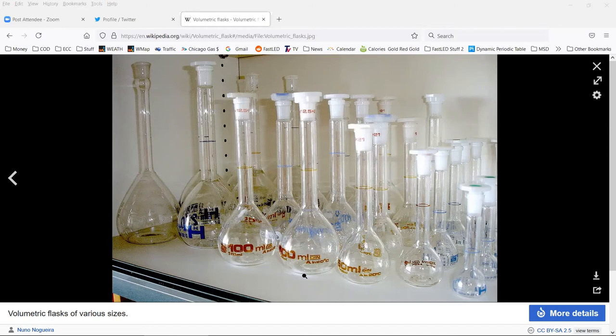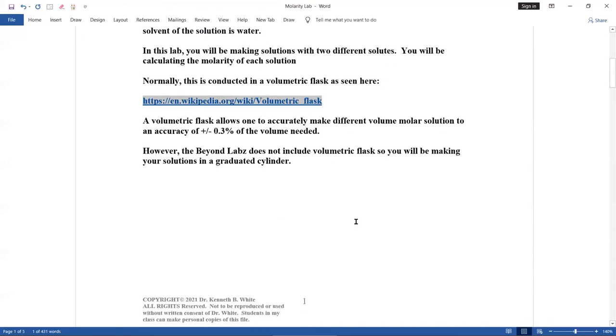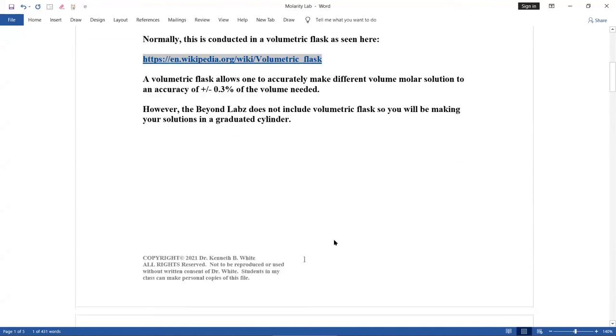However, in today's lab, and here I have plus or minus 3.3%. Actually, that's wrong. It's 0.1%. They're quite accurate. However, Beyond Lab Z doesn't use a volumetric flask. I've complained to them about it. And you'll be using a graduated cylinder.